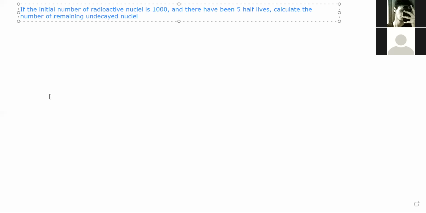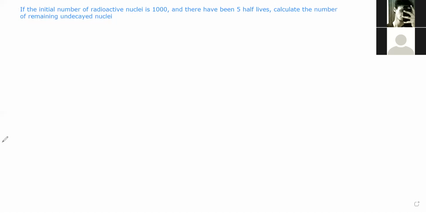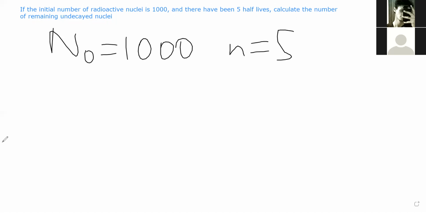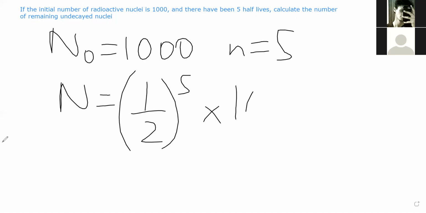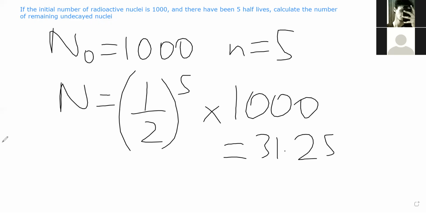So for this question, we'll again use the formula. So we have n naught as 1000 and small n as 5. We have to find N. N equals half to the power 5, into 1000. So the answer will come 31.25, approximately equal to 31.